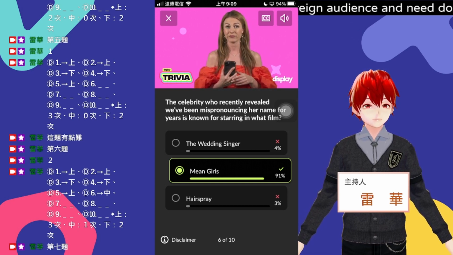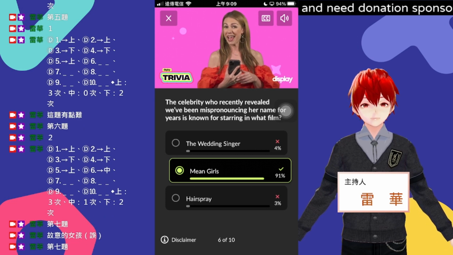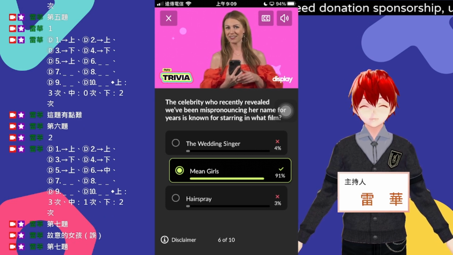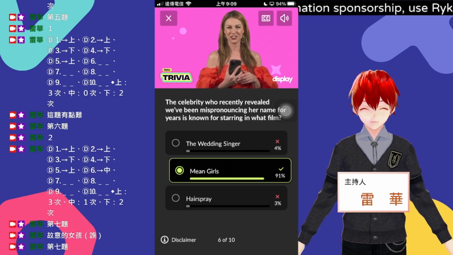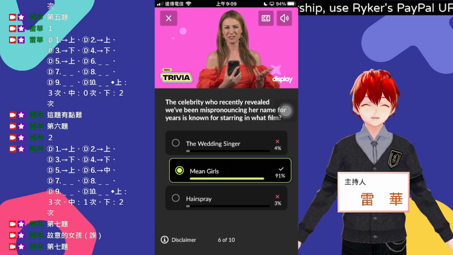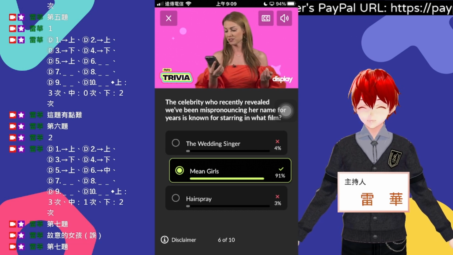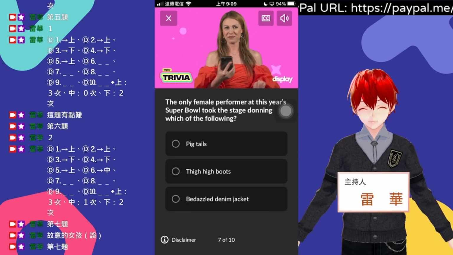The star is Lindsay Lohan, not Lohan. And she starred in the classic comedy Mean Girls along with Rachel McAdams and Amanda Seyfried, both of whose names, to my knowledge, I'm pronouncing correctly, but who knows. 91% of you got that.